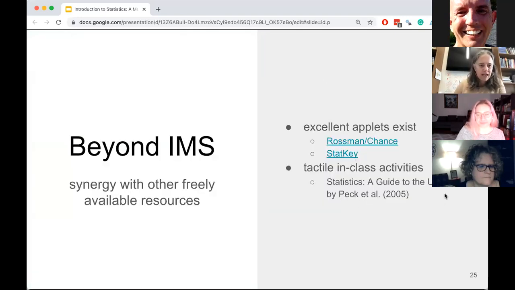Okay, one more thing about this. We really want to celebrate the synergy that our methods have with many other freely available resources. There are lots of amazing applets out there that can get the students thinking about the methods we've been talking about today, as well as the traditional central limit theorem approaches.